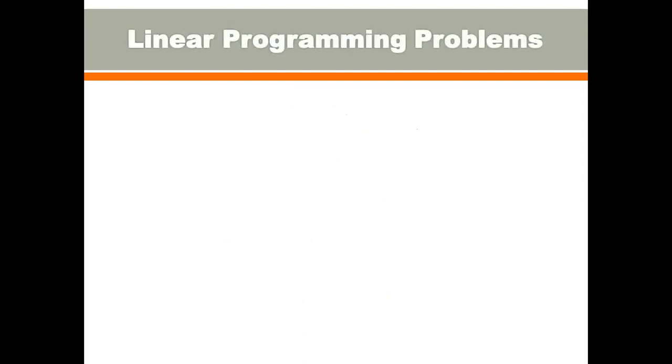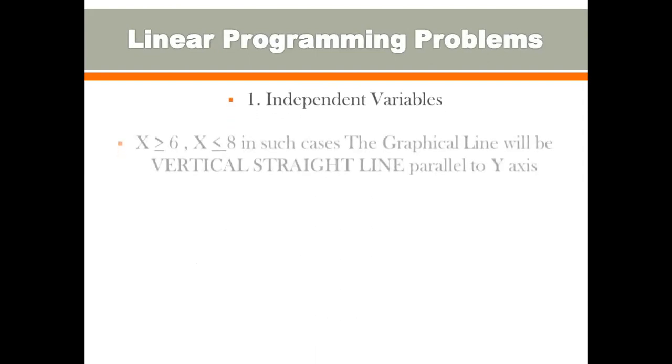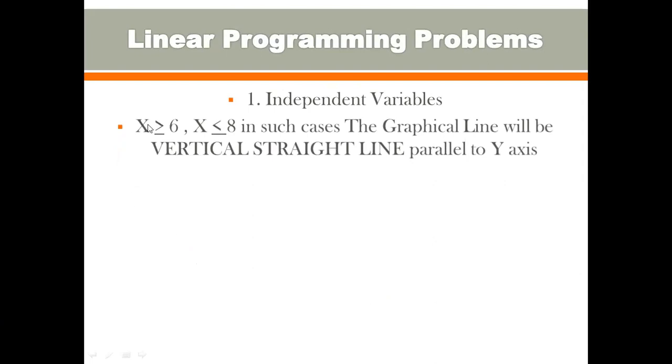So let us start with the example class. Pay attention. What are independent variables? First you need to understand. As I gave you an example wherein there will be only a single variable, either X or Y given. Both of them will not appear together at the same time. So for example, sums like X greater equal to 6 or X less than equal to 8. In these cases, you see only the variable X is present over here and Y is not there.